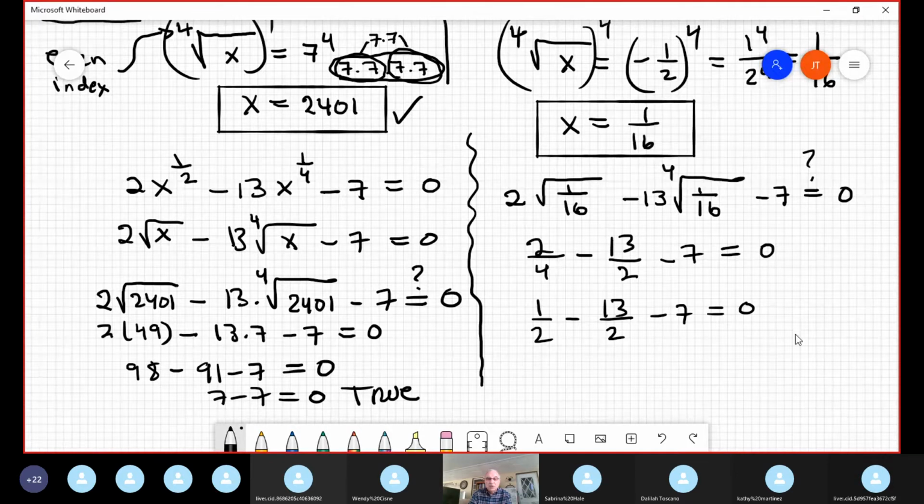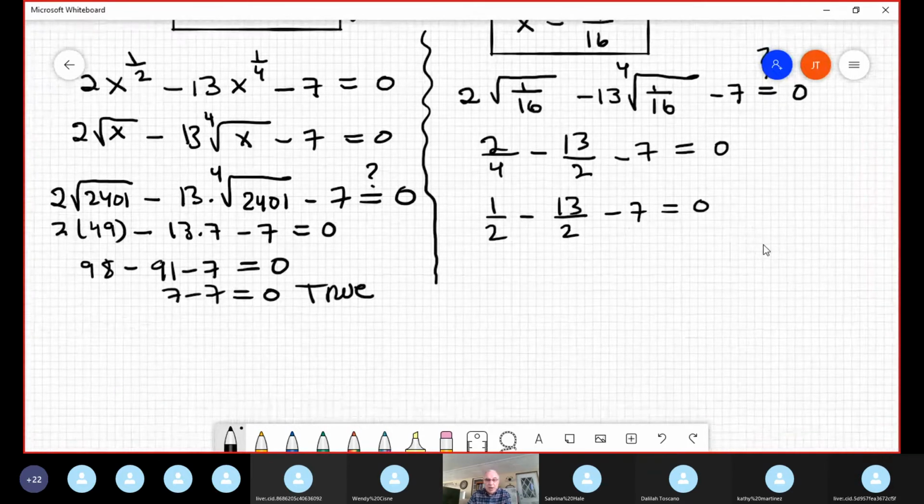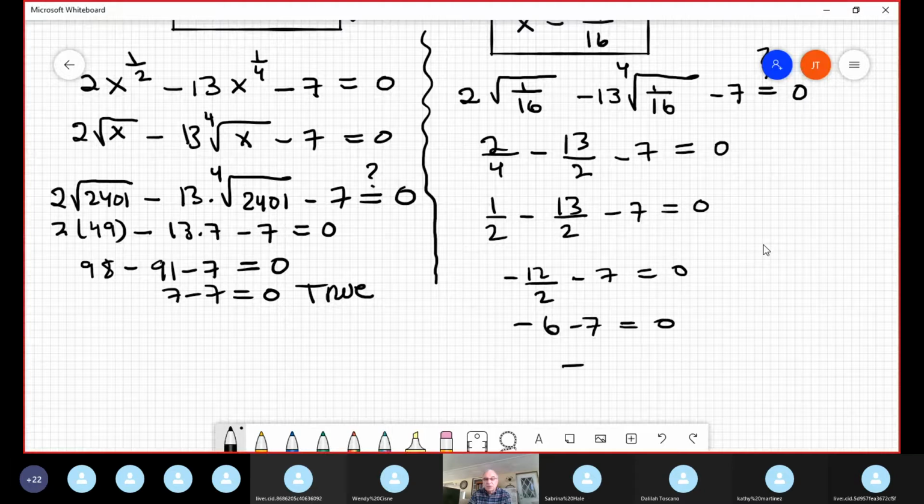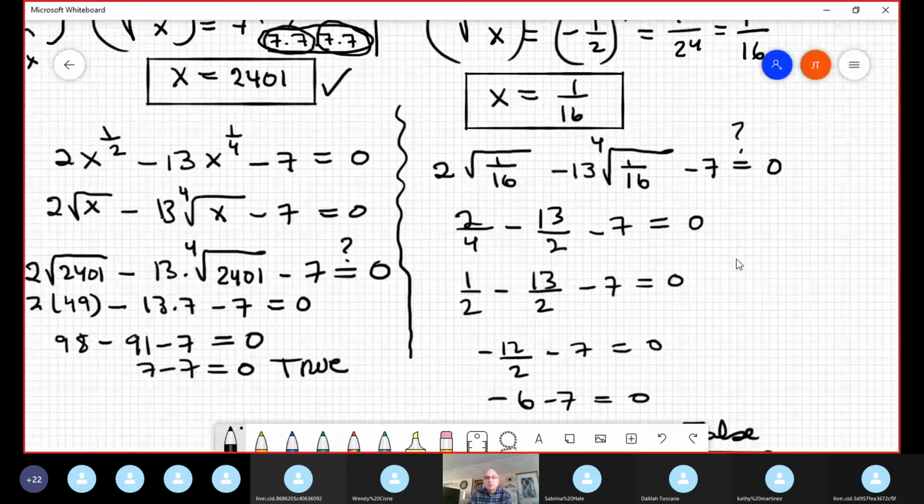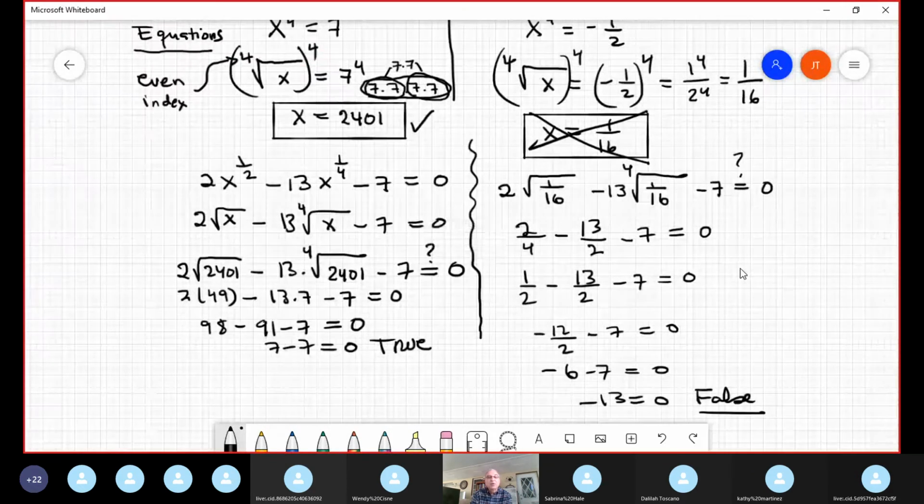Okay, let me finish it. Almost. We finish. You subtract 1 minus 13 is minus 12, no? It's minus 12 over 2, no? That is minus 6. Minus 6 minus 7, oof, it's negative 13. It is completely false. The statement is not 0. Therefore, that solution doesn't work. And the only solution to the problem is 2401.